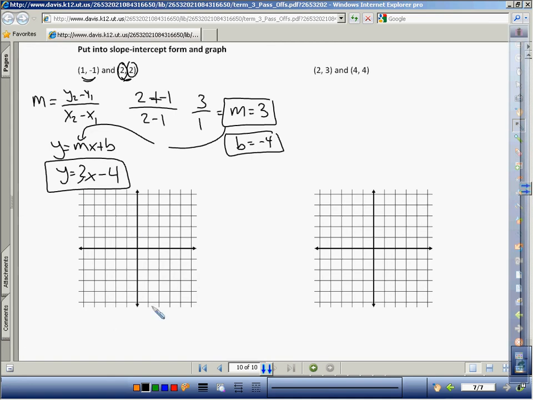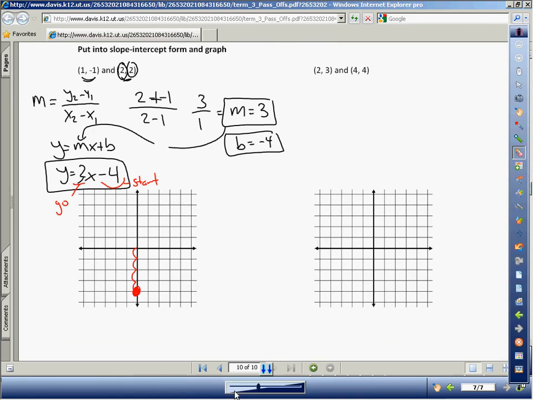Now we know how to graph this. The negative 4 tells us where to start. And the 3 tells us where to go. So negative 4 on my y-intercept, my y-axis right here. Okay, so negative 4 is 1, 2, 3, 4, right here. Okay, so I put a dot there. And then from there, I use my slope. Now my slope is 3.